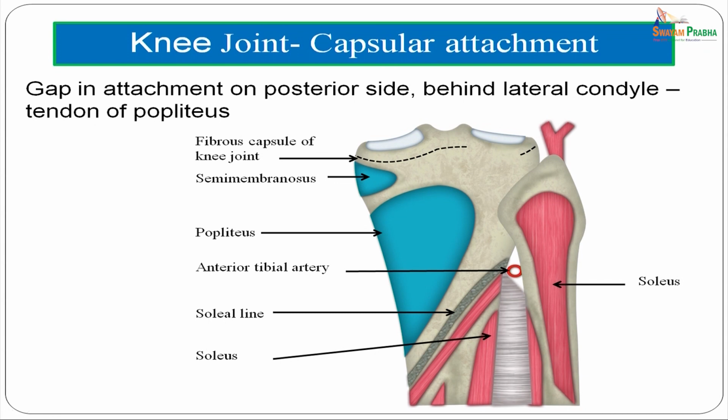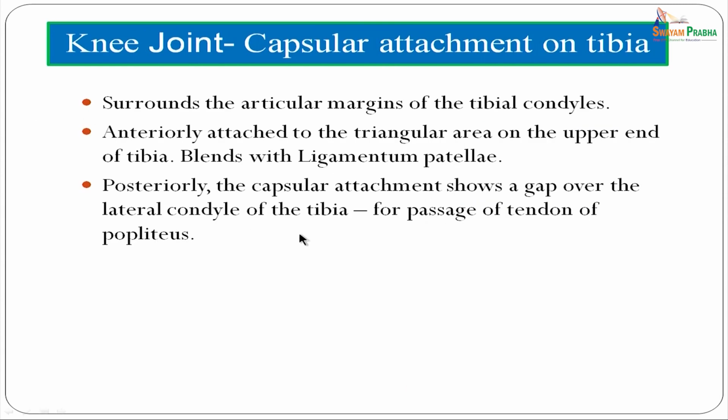Now, the popliteus is a very important muscle which we will review subsequently. It is responsible for a very important action of unlocking of the knee joint. So, to summarize, the capsular attachment on the tibia surrounds the articular margins of the tibial condyles.